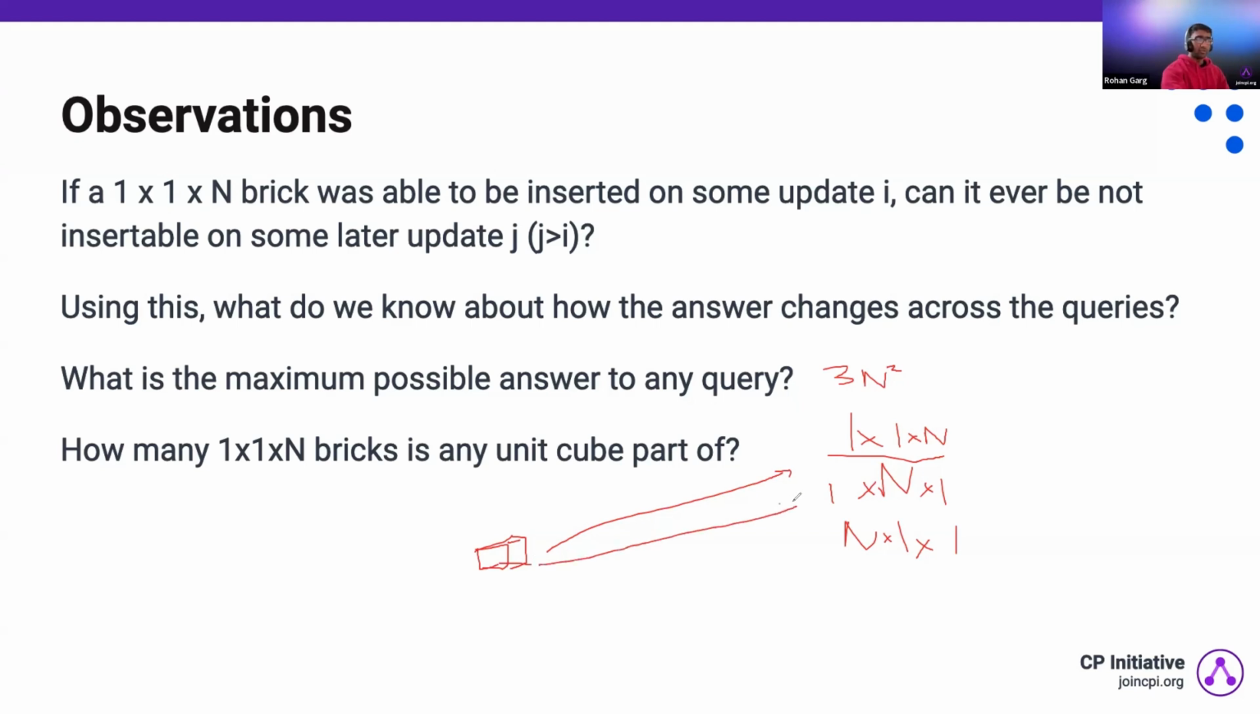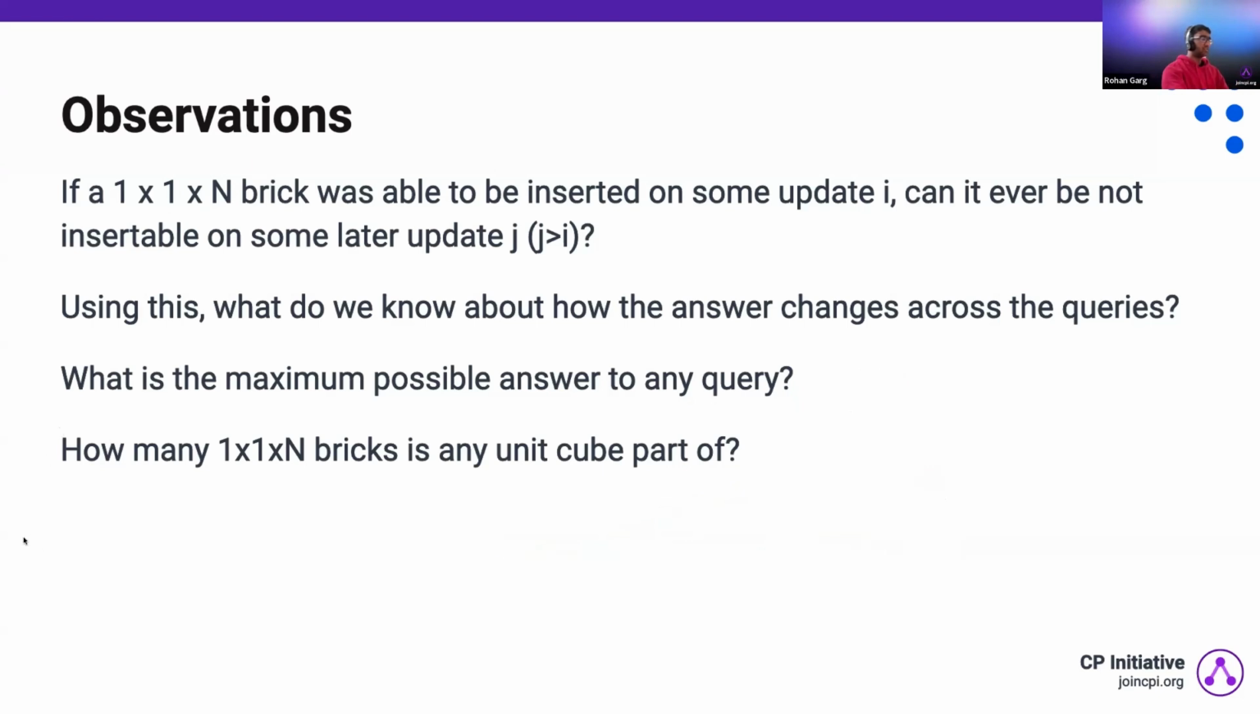And same for this one. So this one and this one. Essentially, we figure out that any unit cube can be part of at most 3 bricks. And we don't even say at most, it's exactly 3 bricks, because for each of them, each block fits in exactly one.